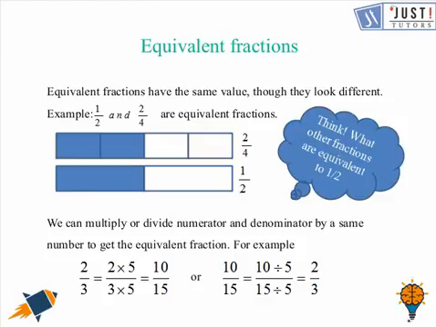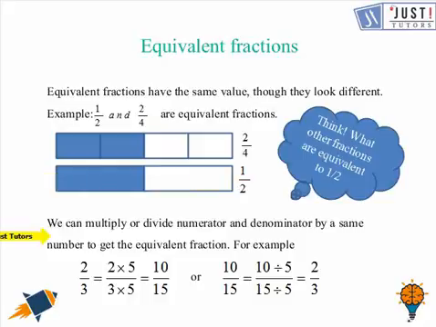Let's move to the next type, which is equivalent fractions. Equivalent fractions have the same values, though they look different. So for example, if we talk about 1/2 and 2/4, they both are equivalent fractions. As you can relate them with these two bars, 2/4 would be 2 parts colored out of the whole 4 parts, and likewise for 1/2, 1 part would be colored out of the 2. So could you think of some more fractions which are actually equivalent to 1/2? You can write them down here.